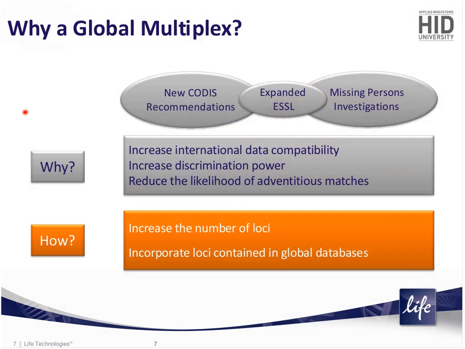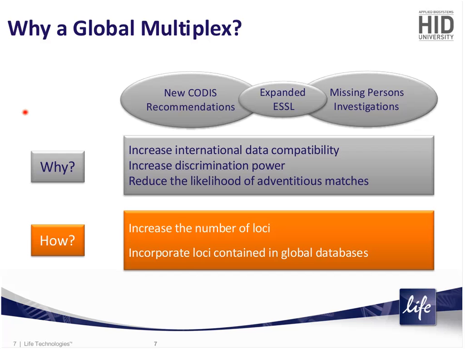We need to increase international data compatibility as more and more countries look to share their information. We need to increase the discrimination power so that particularly for missing persons investigations or disaster victim identification, we have the power that we need to make those cases easier to unravel. And also, as databases become larger, we need to reduce the likelihood of adventitious matches, which may mean that samples not from the same individual actually throw up the same profile simply by chance.